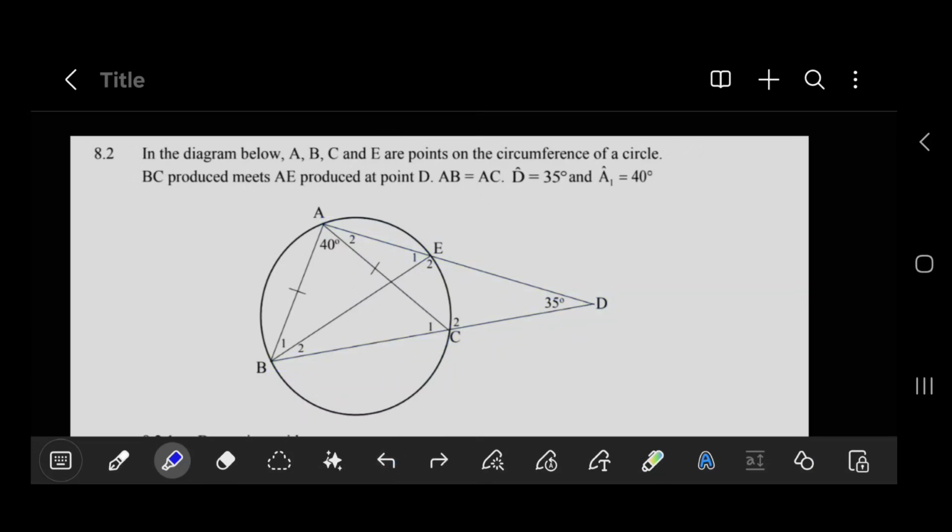It says AB is equal to AC. So here is AB, here is AC. And if those two lines are equal to each other, I want you to notice that triangle ABC is now an isosceles triangle. They then mentioned that angle D is 35 degrees. Here's angle D. Angle A1 is 40 degrees. So both of those are indicated on the diagram.